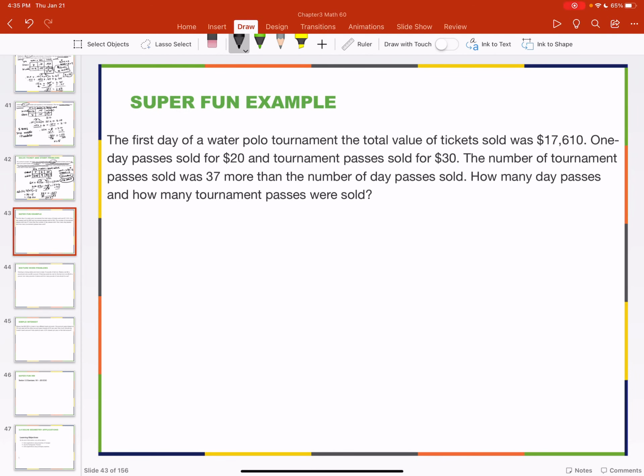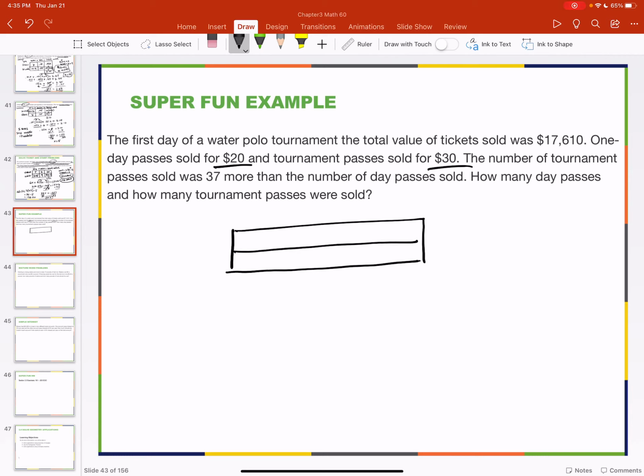So let's do a super fun example. The first day of a water polo tournament, the total value of tickets sold was $17,610. One-day passes sold for $20 and tournament passes sold for $30. The number of tournament passes was 37 more than the number of day passes. So how many day passes and how many tournament passes were sold? So again, this is a quantity times value equal total value situation.